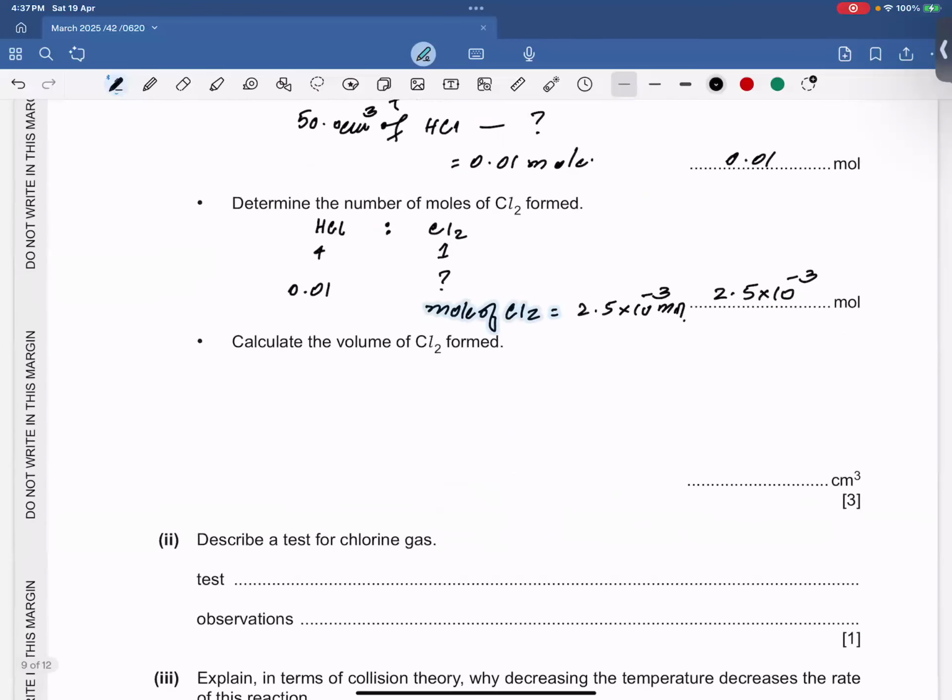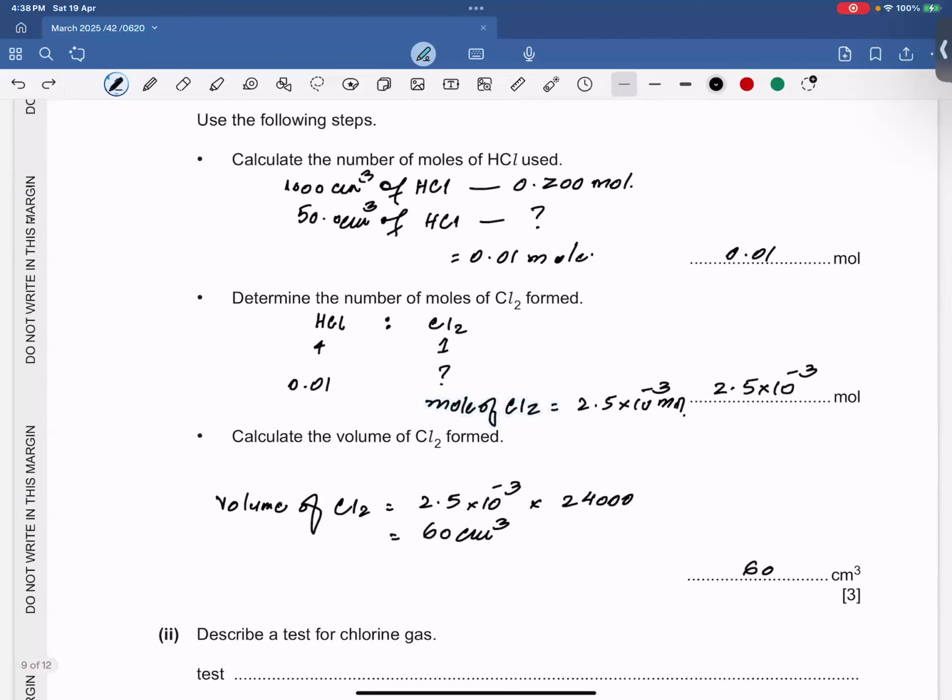We need to find out the volume. So to calculate the volume of chlorine, moles needs to multiply with molar volume in cm cube. So I'm going to use 24,000 cm cube straight away. Multiply 24,000. So I'll get 60 cm cube. Okay. Let me check my calculation.